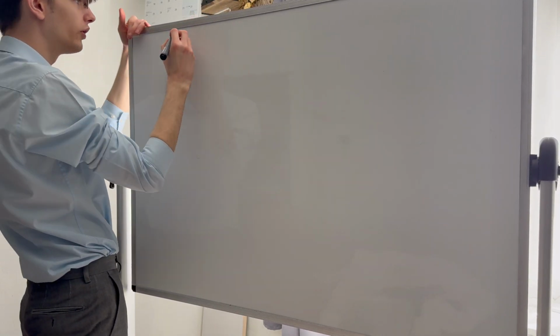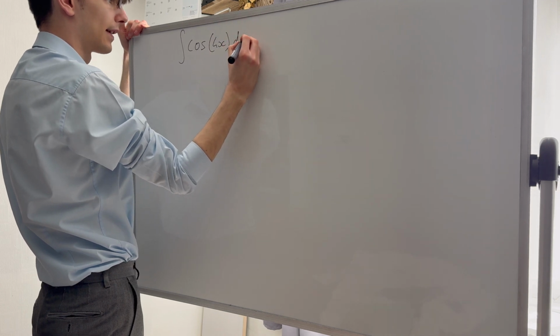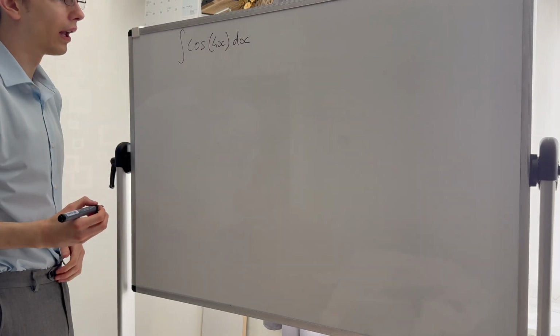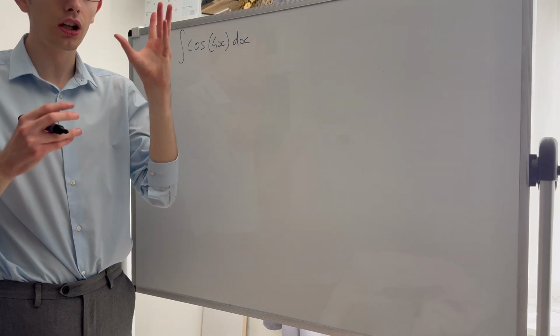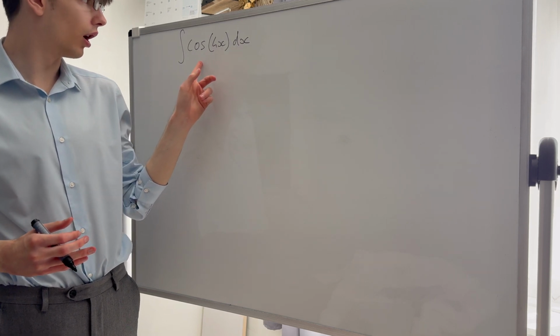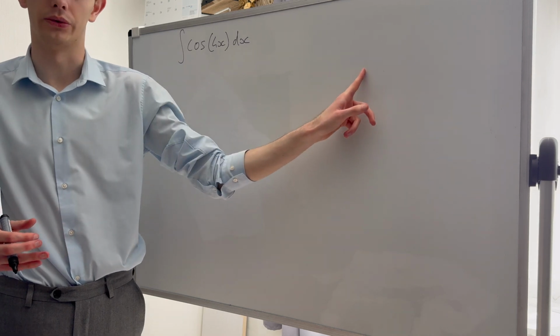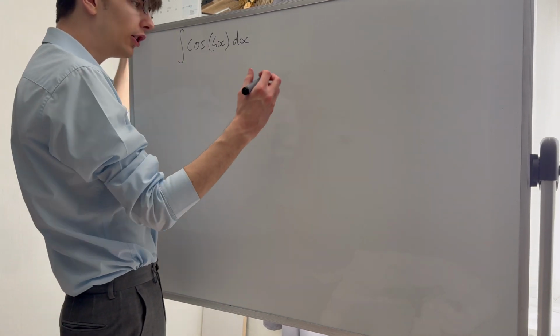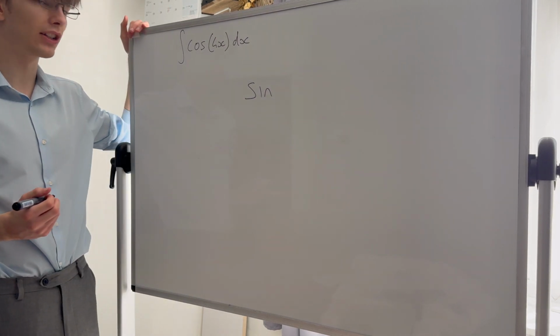So, let's say we want to find the integral of cos of 4x dx. Well, similar to last time, I'm going to start off by thinking, what is this likely to look like? Well, when I integrate a cos, I end up with sine. Cos integrates to sine. So I know my final answer is going to have a sine in there somewhere. That's a good place to start.